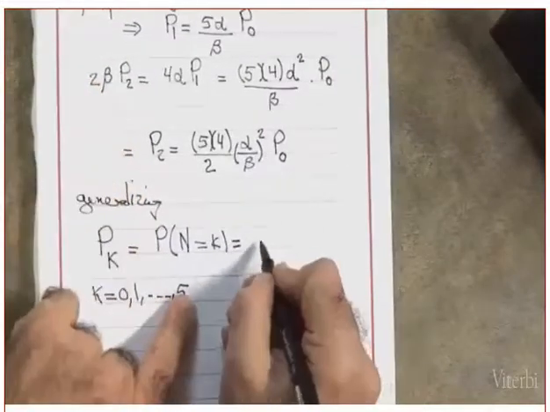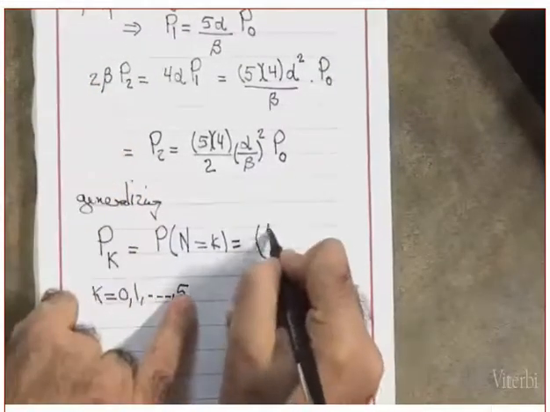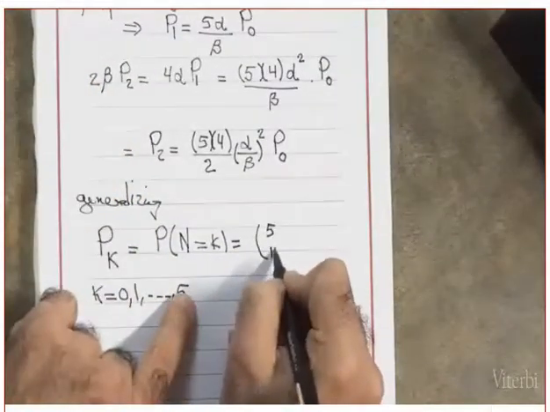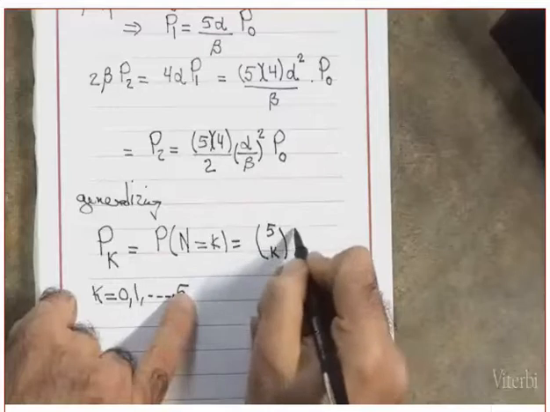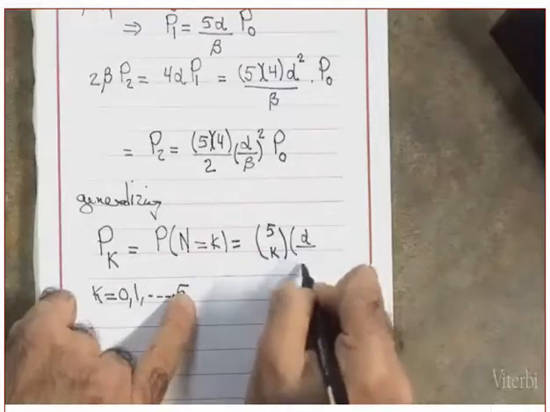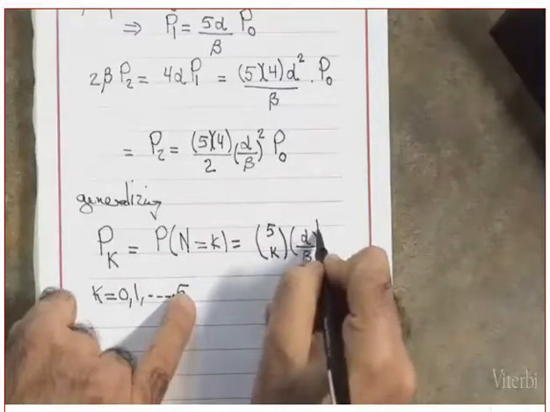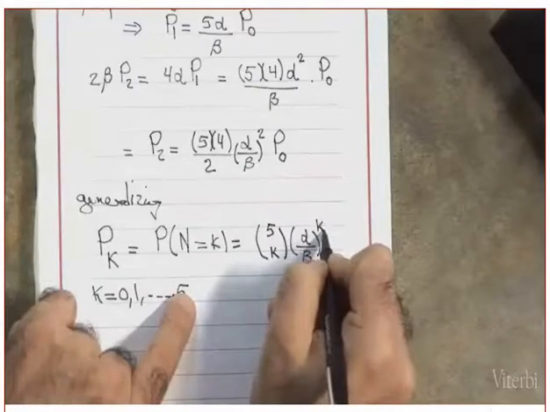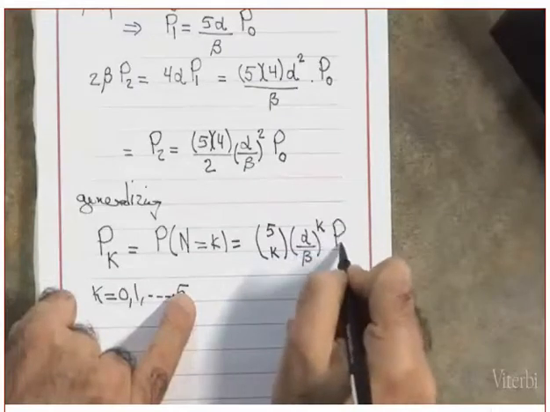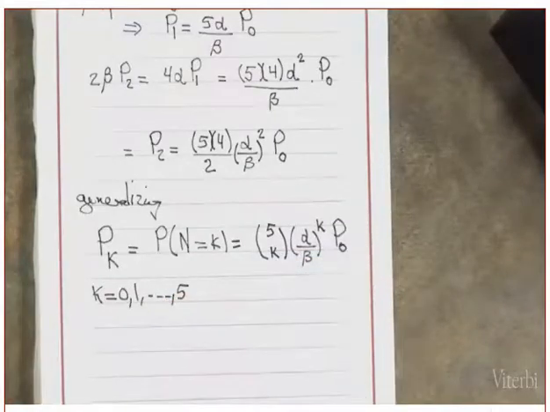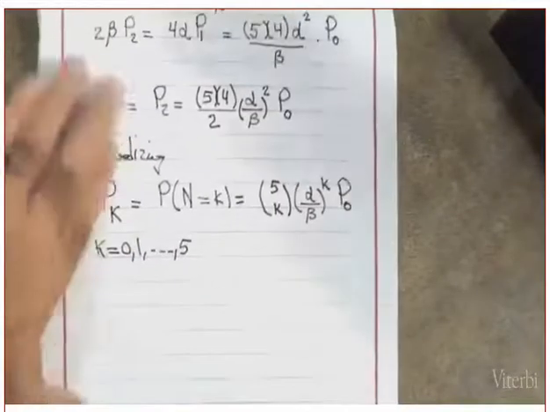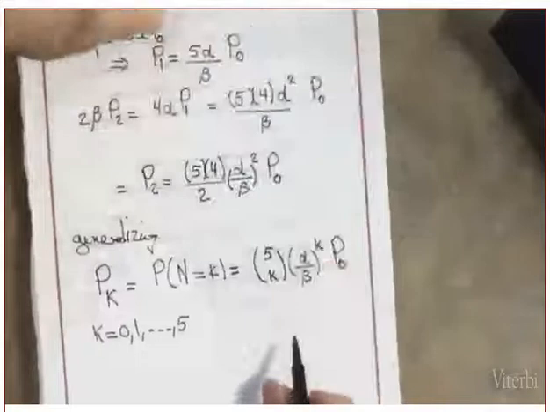Can you generalize it for me? 5 choose what? K times what? Alpha over beta to the what? K times what? P0. Did you get it or you lost me? This is all 503. Did you get it or you lost me? Okay, good.